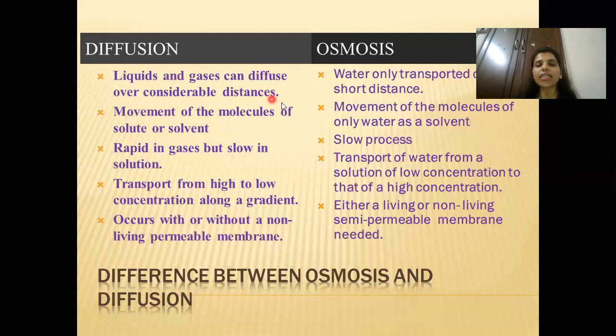Now we'll understand the difference between osmosis and diffusion. Here you can see that in diffusion, liquid, gas and solid can all get diffused. That means free movement can take place. In case of osmosis, it is only water which is moving from higher concentration to lower concentration. Diffusion is the movement of molecules of solute or solvent, whereas here the movement of only water will take place as a solvent.